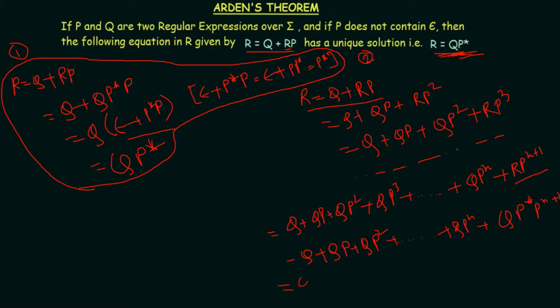Now if I take q common from here, I am going to get epsilon plus p plus p square, up to p^n, then p star p^(n+1). So if you look at the identities, you are going to see that this whole thing is actually the closure of this particular p set. So I can directly write this as qp star. So again, r equals qp star is getting proved. So both cases are acceptable.